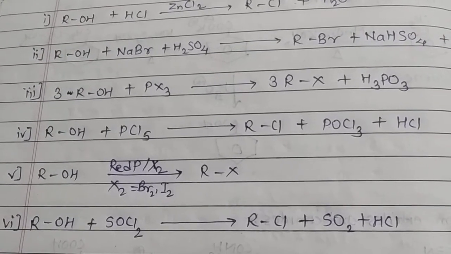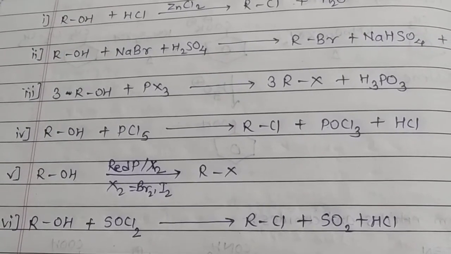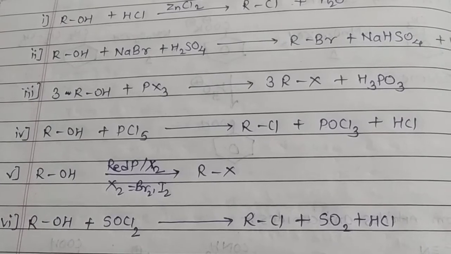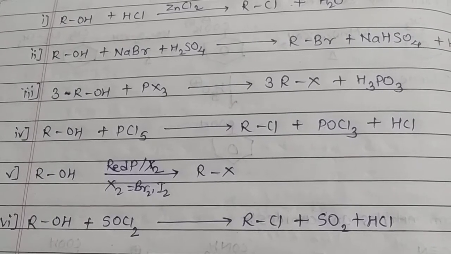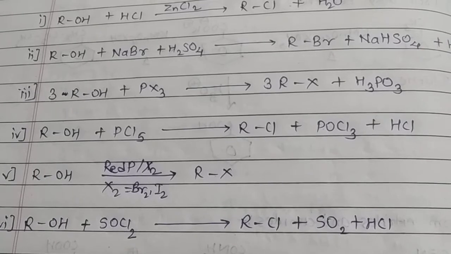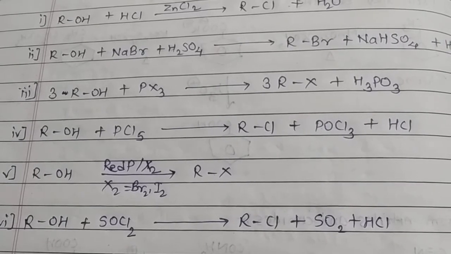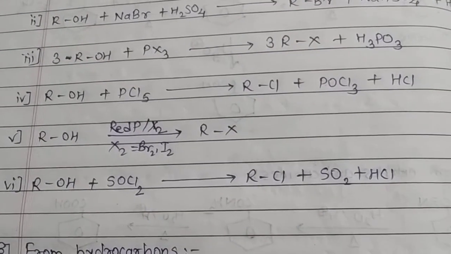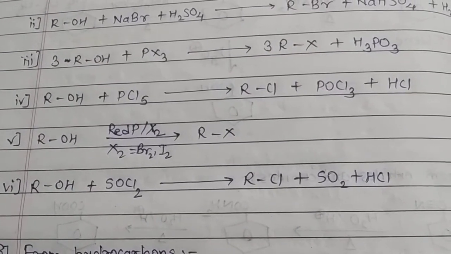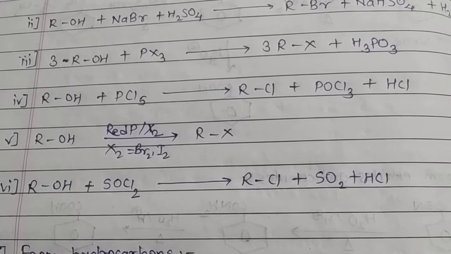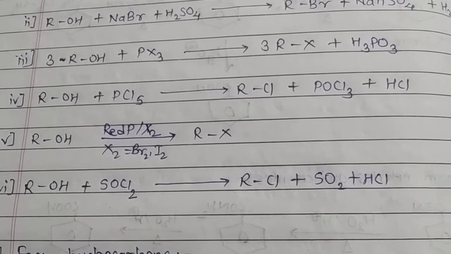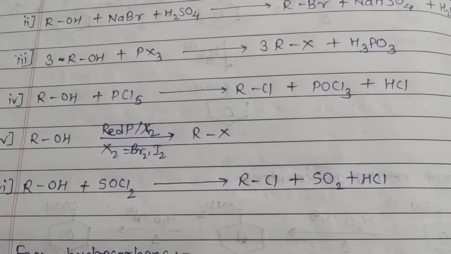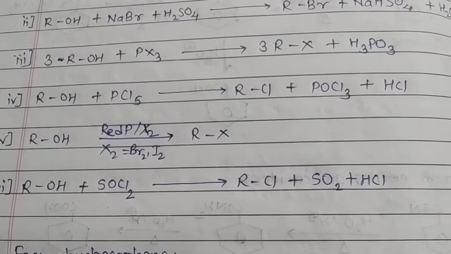Next, when alcohol is treated with PCl5, again this OH is a bad leaving group, so it is converted into a good leaving group, and the product is RCl. Byproducts are phosphorus oxychloride, that is POCl3, plus HCl. Next reaction is ROH in the presence of red phosphorus and halogen. The halogen can be Br2 or I2, and it gets directly converted into alkyl halide.